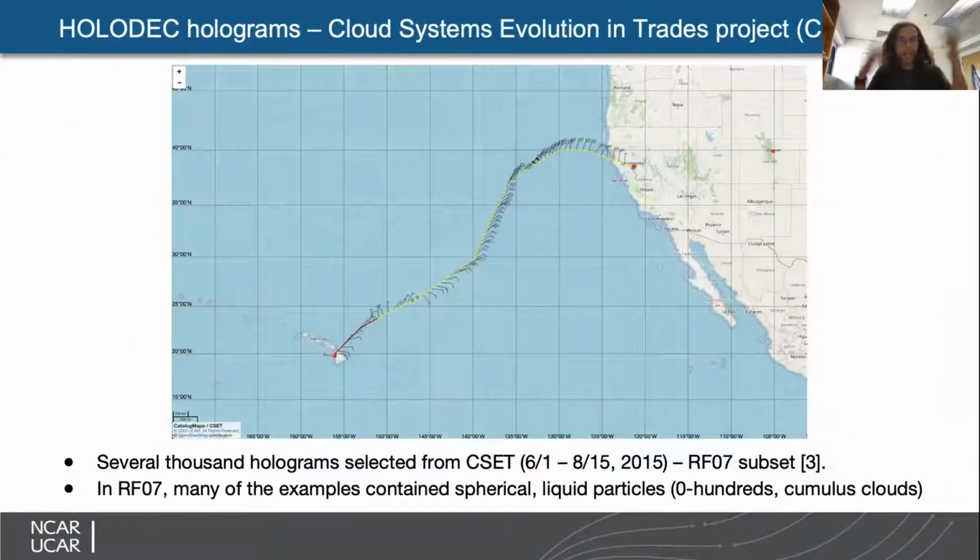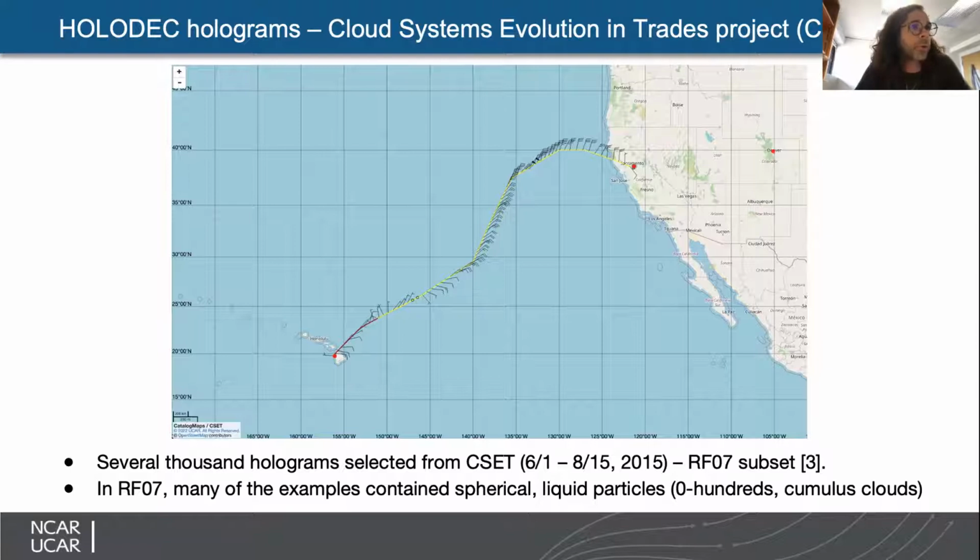So the data that we're interested in here comes from what is called the Cloud Systems Evolution and Trades Project, or CSET for short. And CSET was a number of runs with the Holodeck detector that were flown on an airplane, and I have the date here, between June 1st and August 15th back in 2015. Okay, and there were many different flights obtaining lots of different holograms.